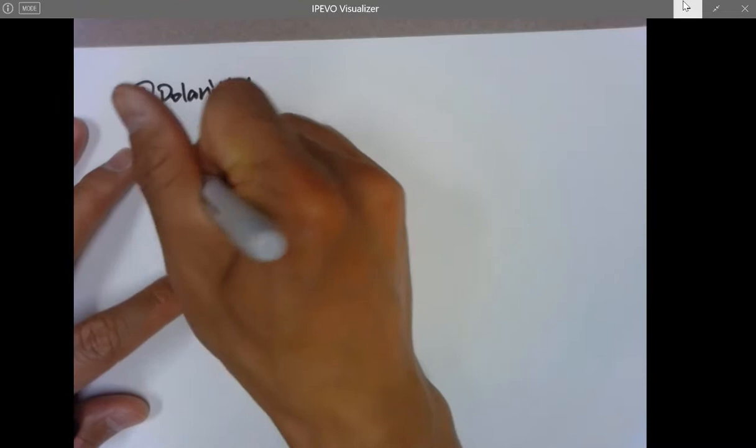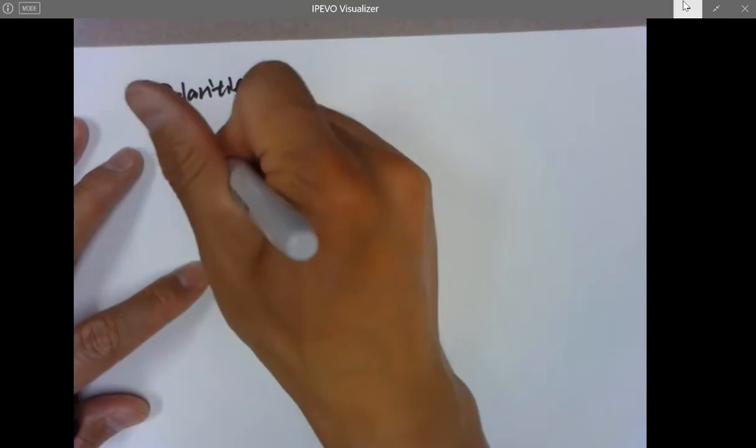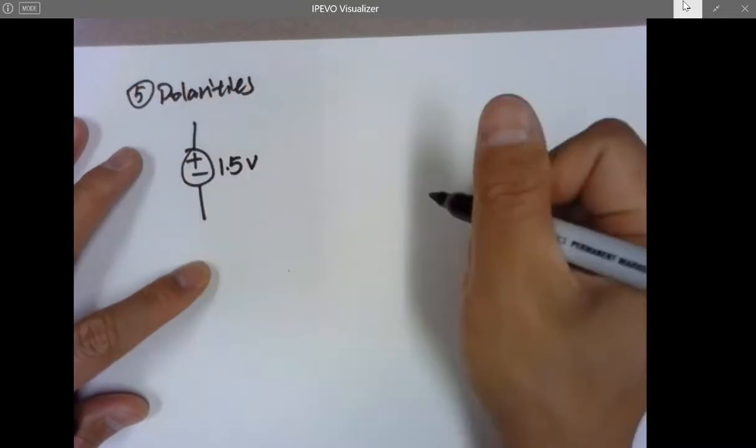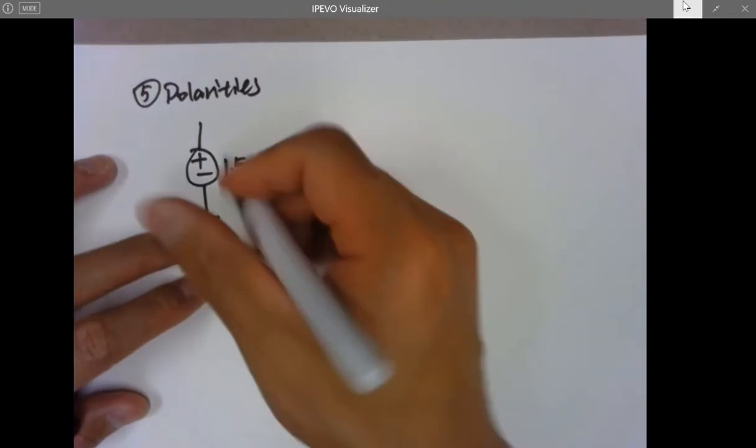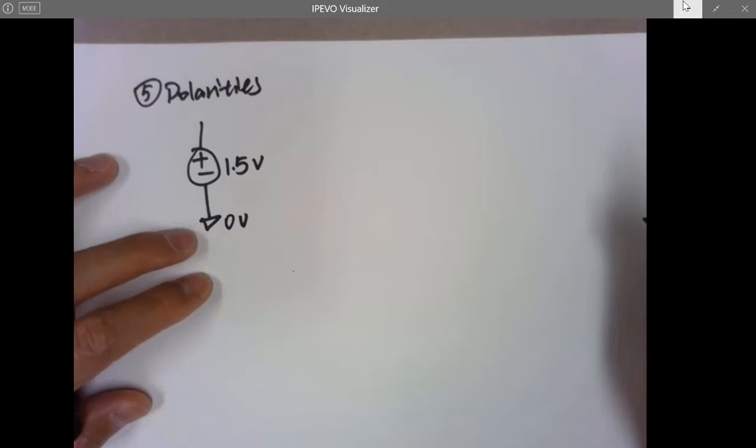So for example, this is the battery, and the voltage reading is 1.5 volts. And if I ground here, keep in mind always ground is 0 volts. That's a 0 volt reference.